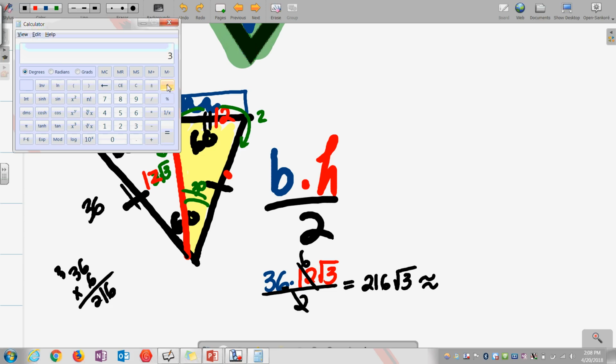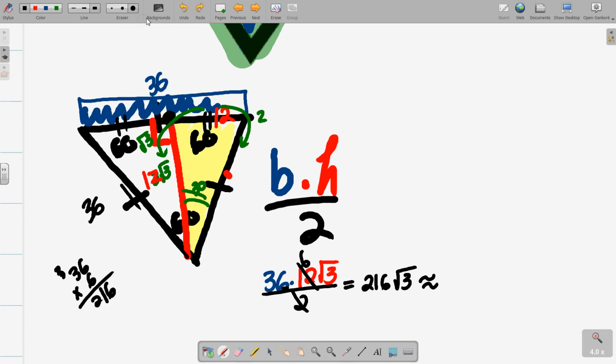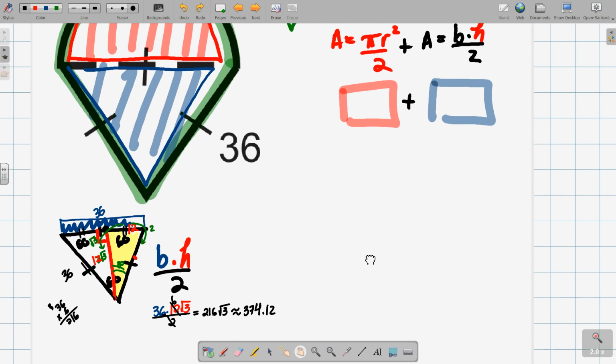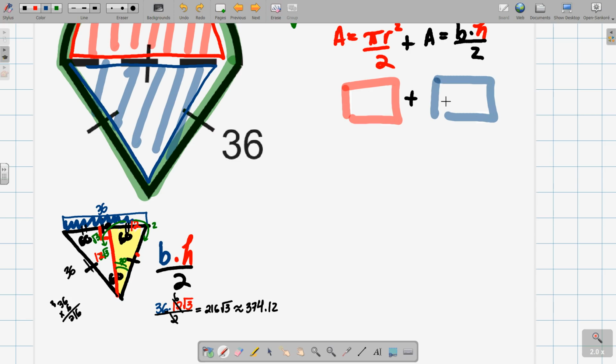I'm going to start by doing square root of 3. There's my decimal, times 216. Have your calculator handy too. See if you can get the same thing. Take it to the second decimal place. 374.12. So I found one of my two areas.